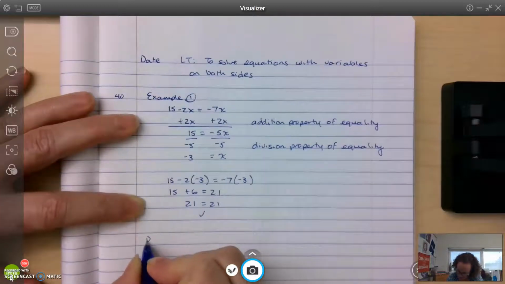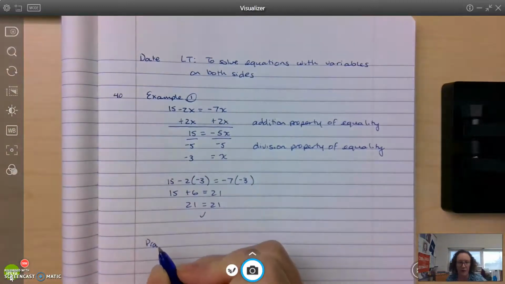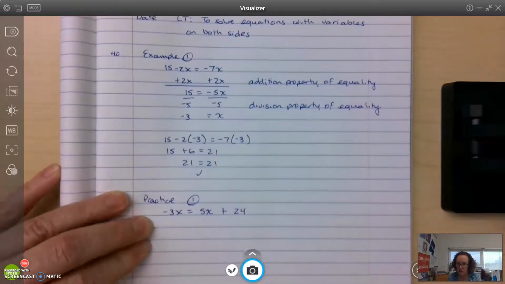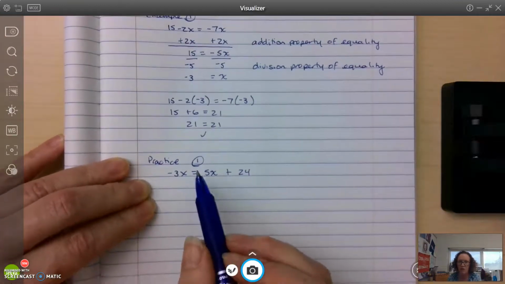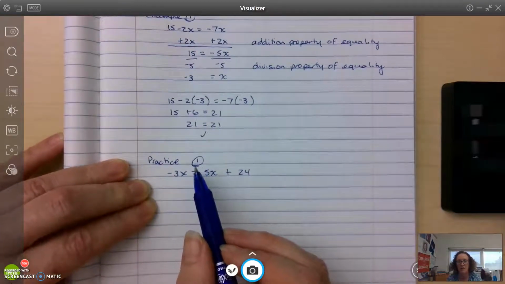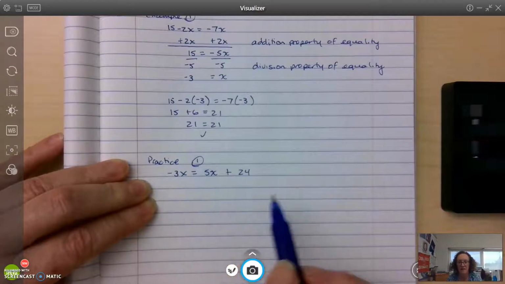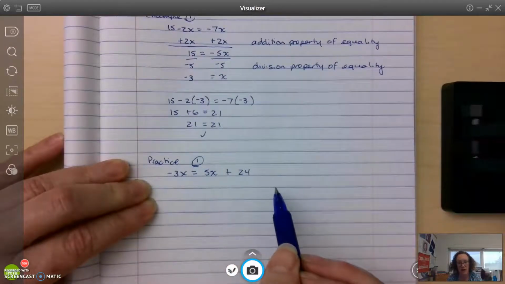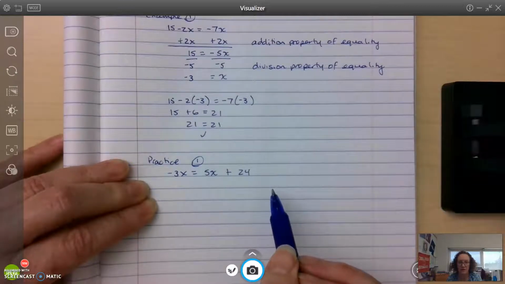I'm going to give you a practice problem now. So here's your practice problem. When you are done solving that and finding what x is, please make sure that you do a check and then enter your answer in the play, pause it and click continue.